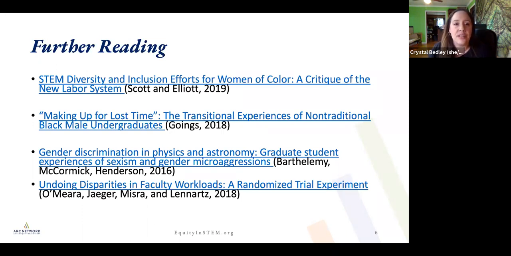Last but certainly not least, Dr. Misra with colleagues Carrie Ann O'Mara, Audrey Yeager, and Courtney Lenartz's publication, Undoing Disparities in Faculty Workloads, a randomized trial experiment, describes several theory-driven interventions, which include an implicit bias workshop, tools to create faculty workload dashboards, putting into practice the data gathered through these dashboards, and optional professional development webinars that work in tandem to improve equity in the division of labor in academic departments.